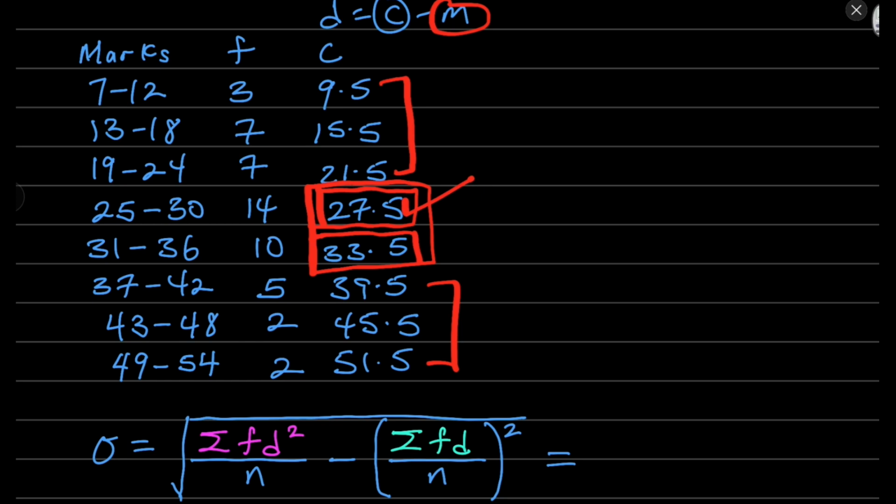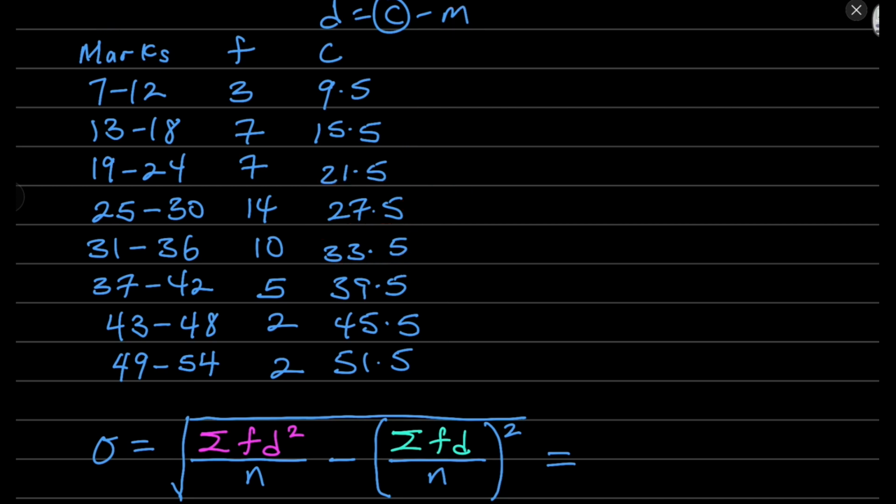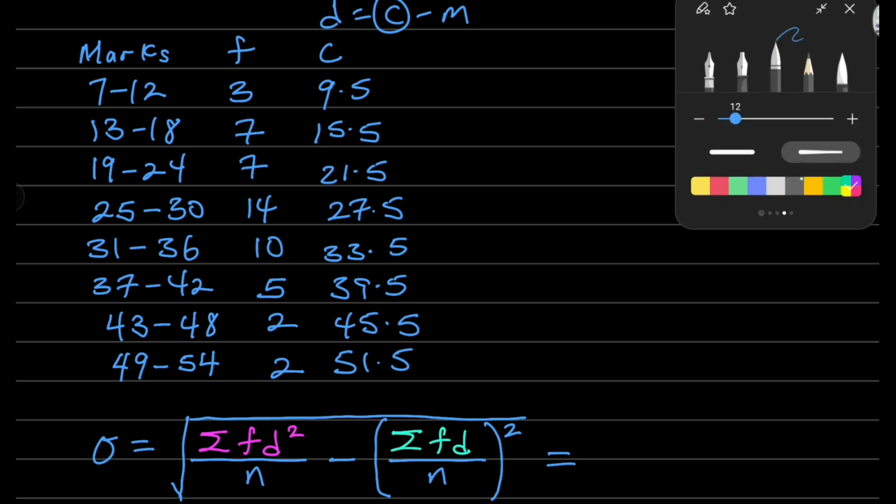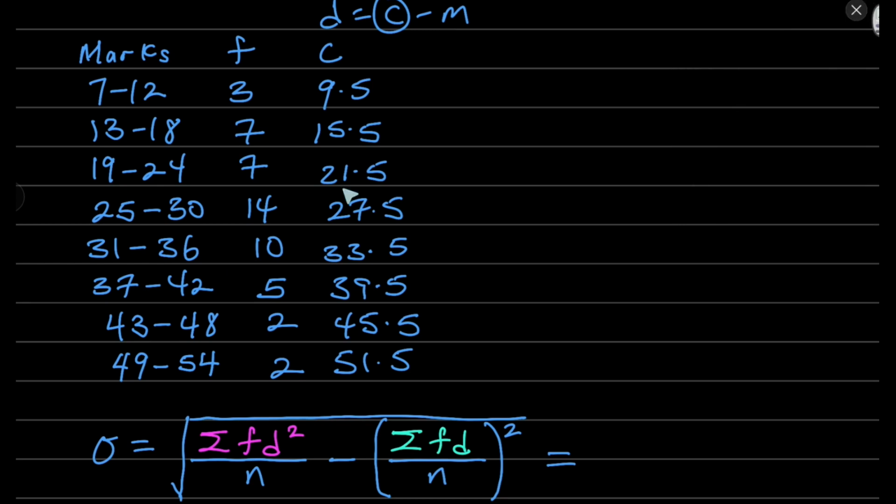I would recommend that after watching this video, you recompute the standard deviation using 33.5 as your assumed mean, but I'm using 27.5 as my assumed mean. Hopefully you're going to get the same answer as me in this video, and you should if your calculations are correct. Let me put my assumed mean in yellow. All right, I have my assumed mean right there.